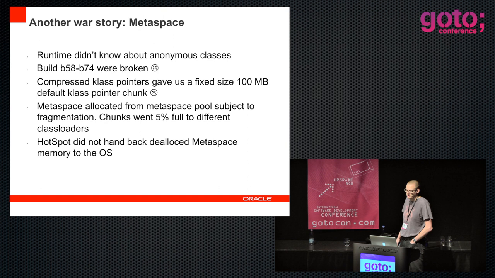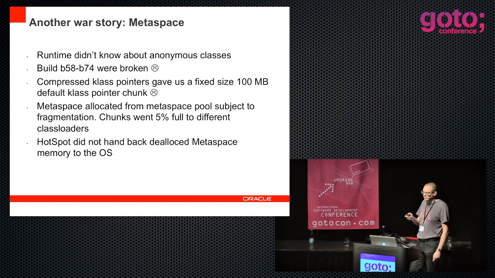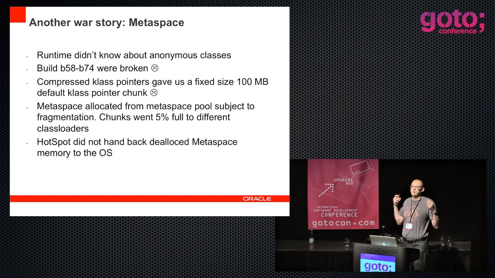But during the development, it turns out the runtime team didn't know about some of the intricate details of the Lambda form implementation called anonymous classes, not the anonymous classes that you're used to, but something internal in the VM. We had like 15 broken builds for a while, which stressed us out mightily. We had problems with compressed class pointers, which gave us fixed chunks of memory that we ran out of. And being the world's bleeding edge invokedynamic consumer with the VM, not having seen these kinds of patterns before, was really not a fun ride.